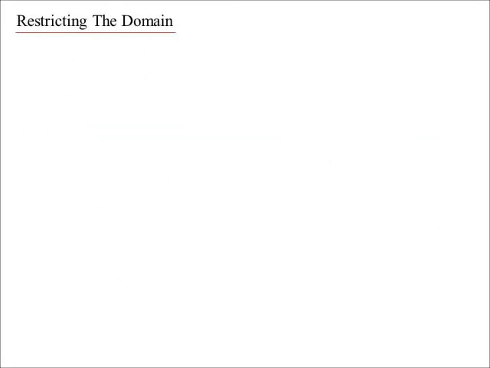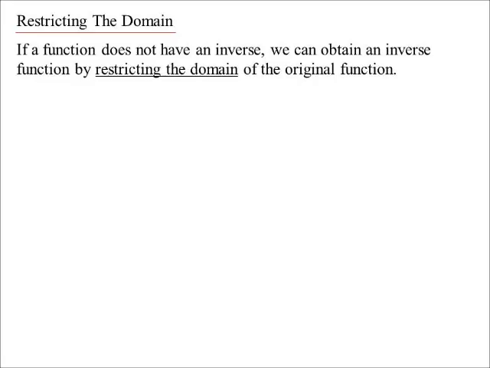But as I said, most functions won't have an inverse function. So for it to be useful, what we end up doing is restricting the domain. And we just pick a piece of the original function that will satisfy that horizontal line test, if you like. So we're going to restrict the domain.